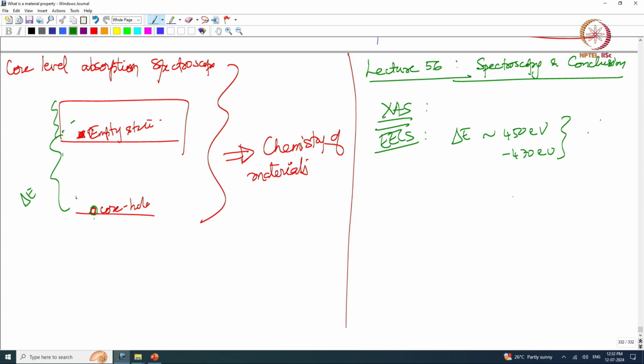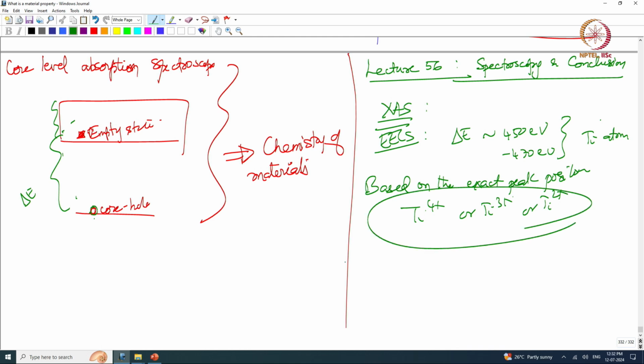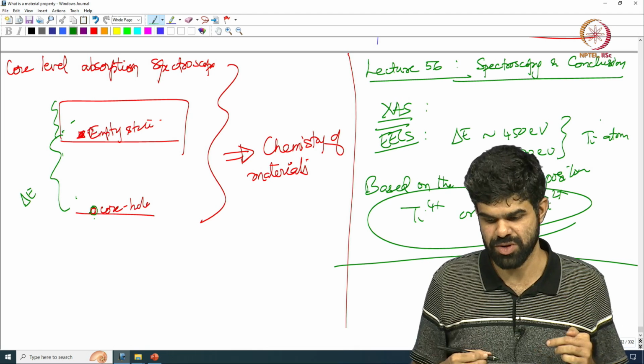Then I say that what I have is a titanium atom, based on the exact peak positions that I am seeing. I can also say whether it is Ti4+ or Ti3+ or Ti2+, whatever the oxidation state of titanium is. So I have complete information about the chemistry of the materials by doing this core level spectroscopy.